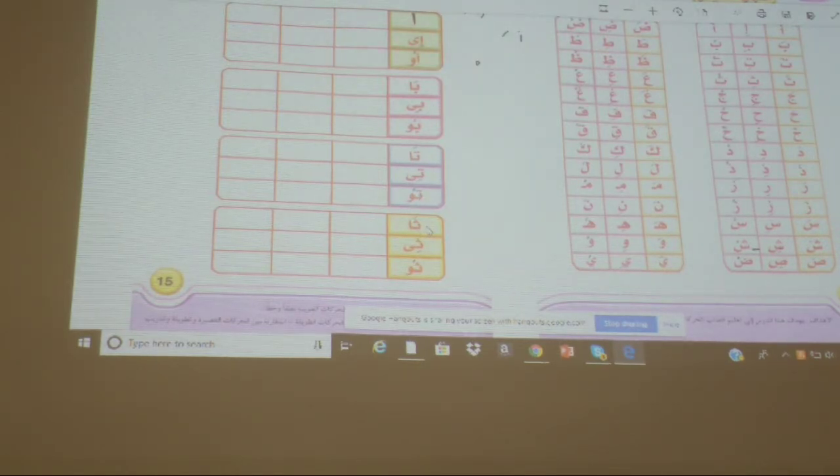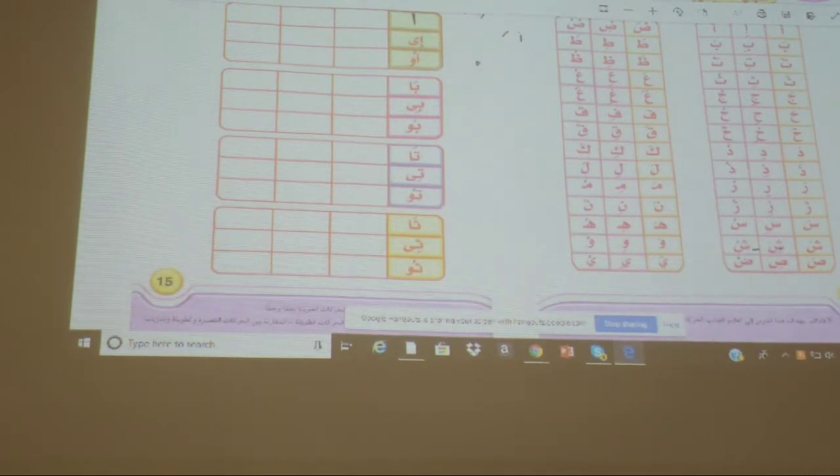The next one, we're in the last section in the column. Tha, thi, thu. So we'll go over it again. Repeat after me. We're gonna start from the top of the column. A, i, u, ba, bi, bu, ta, ti, tu, tha, thi, thu. We're good? We can change the page now.